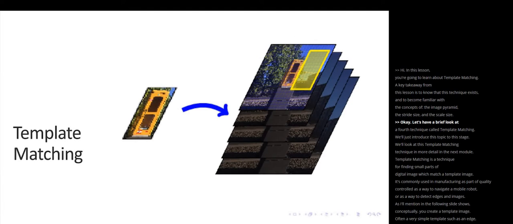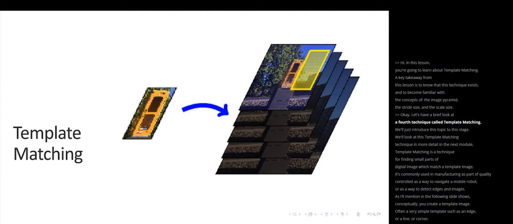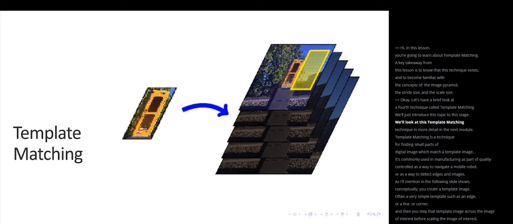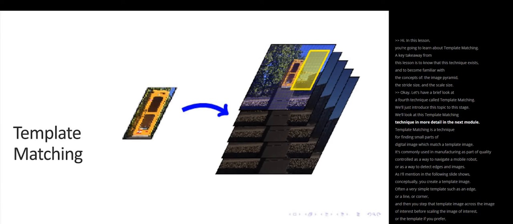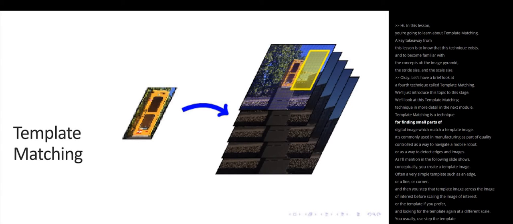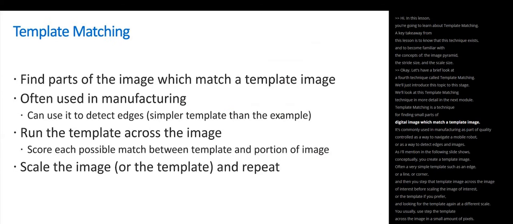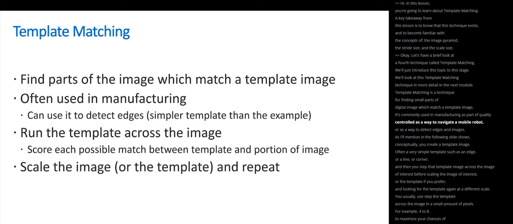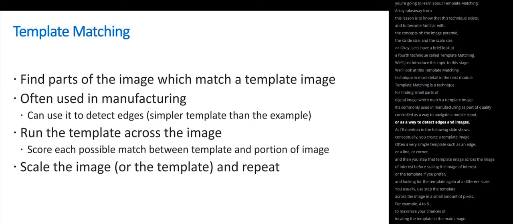Okay, let's have a brief look at a fourth technique called template matching. We'll just introduce this topic at this stage. We'll look at this template matching technique in more detail in the next module. Template matching is a technique for finding small parts of a digital image which match a template image. It's commonly used in manufacturing as part of quality control, as a way to navigate a mobile robot, or as a way to detect edges in images.